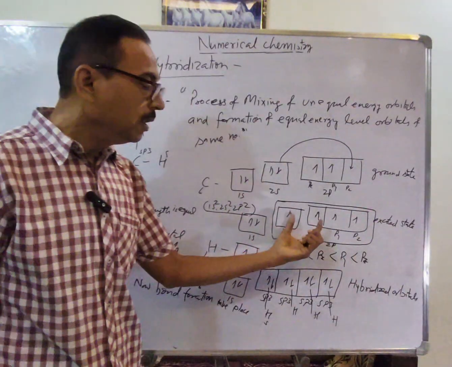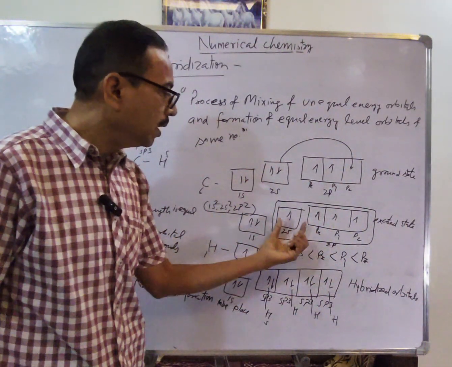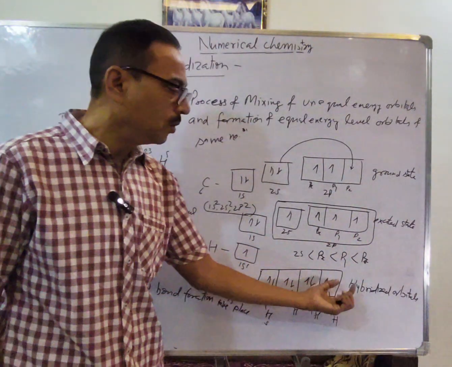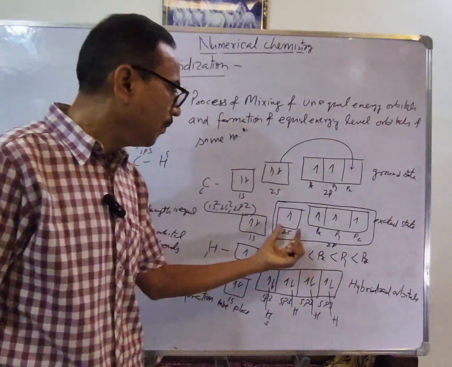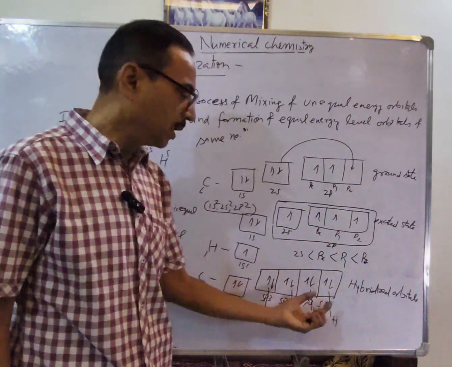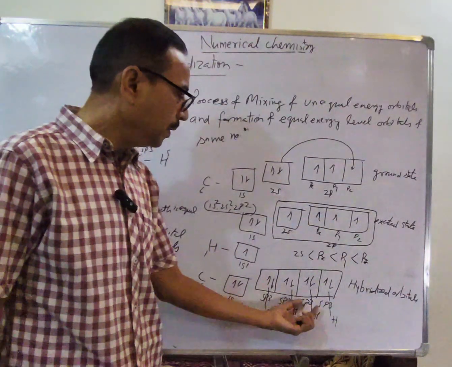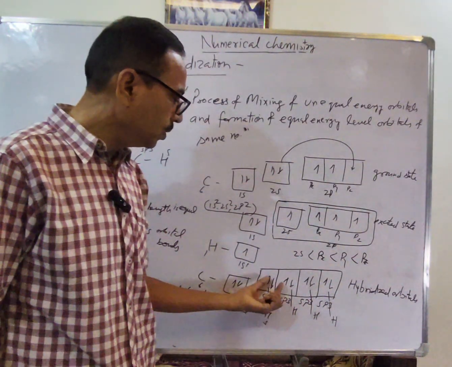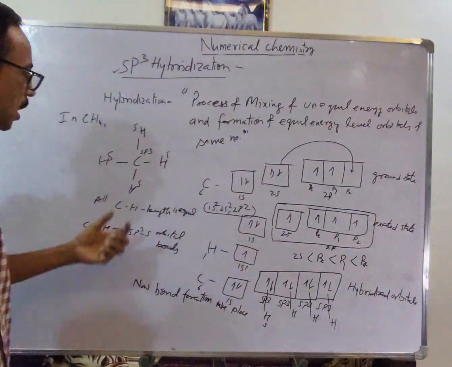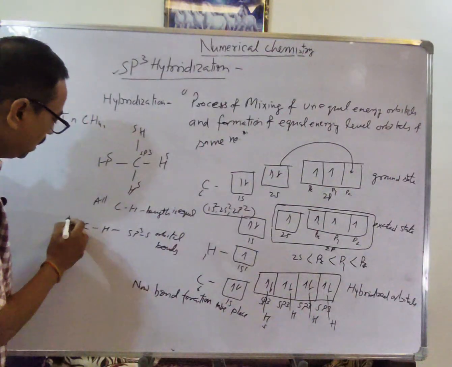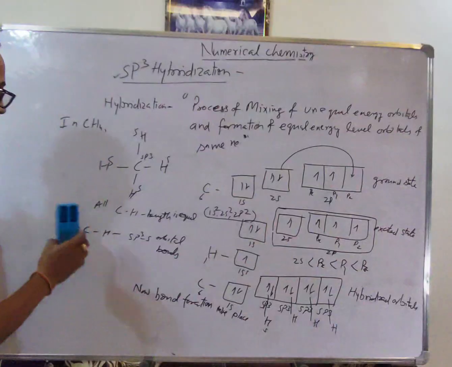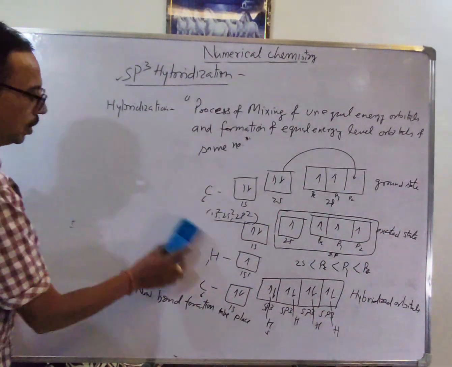But if in this state the bond formed, then the energy of all CH bonds would be different. So one more process comes into existence, called hybridization. First these unequal energy orbitals mix and form same energy level orbitals, called sp3. Then the hydrogen s orbital makes the bond with the sp3. So the question is, in CH4 what type of hybridization? sp3-s bond. I will show you in orbital form.